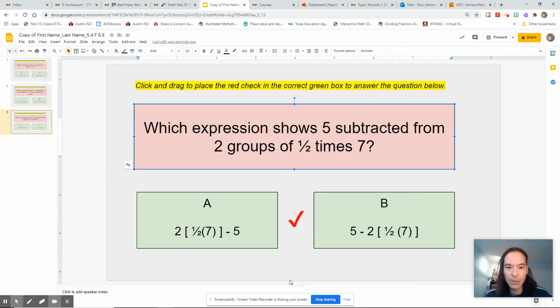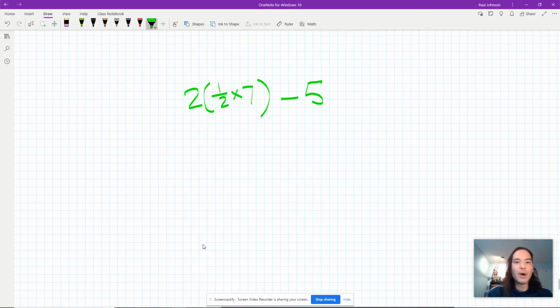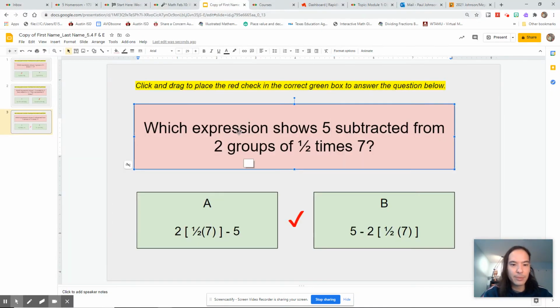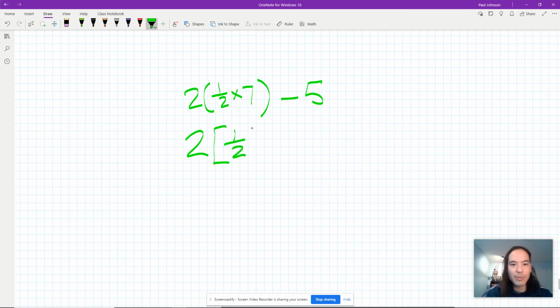Close, real close. All right. So all they did differently was, instead of a parentheses after the 2, they did a bracket. And then instead of doing the multiplication sign, they did the parentheses next to another number. So what we're looking at is the same thing. These two problems are exactly the same. This is 1/2 times 7 as the first step, then multiply times 2, and then after you get all that, you would subtract 5. All right?